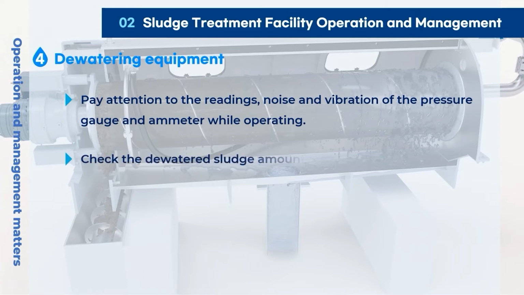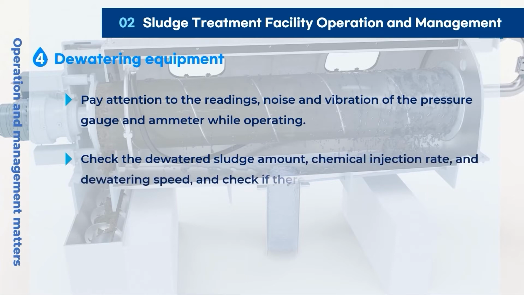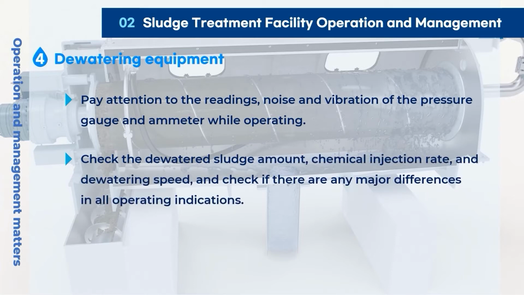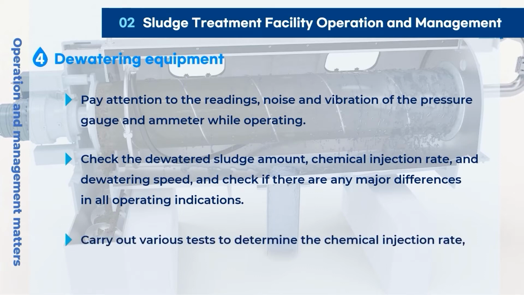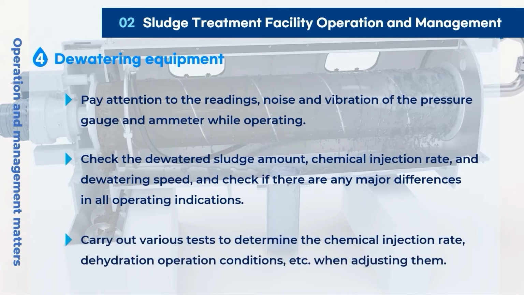During operation, it is necessary to pay attention to operational indicators, such as the readings of the pressure meter and ammeter, noise and vibration, the amount of dehydrated sludge and chemical dose, and dewatering speed, etc., to make sure there are no large changes. In particular, if chemical dose or dewatering conditions are adjusted, various tests must be carried out to find the optimal operational conditions.